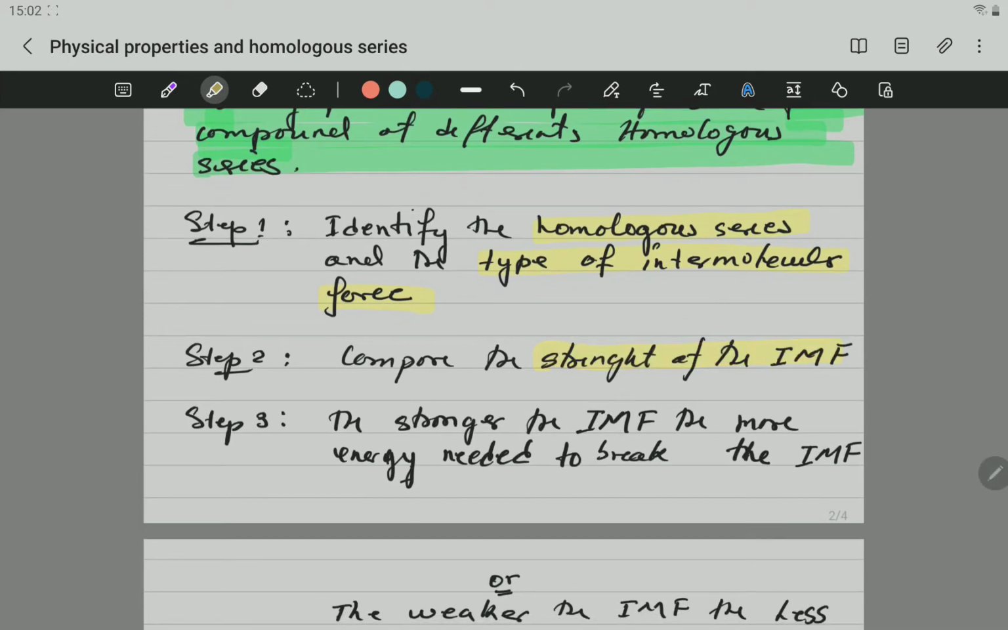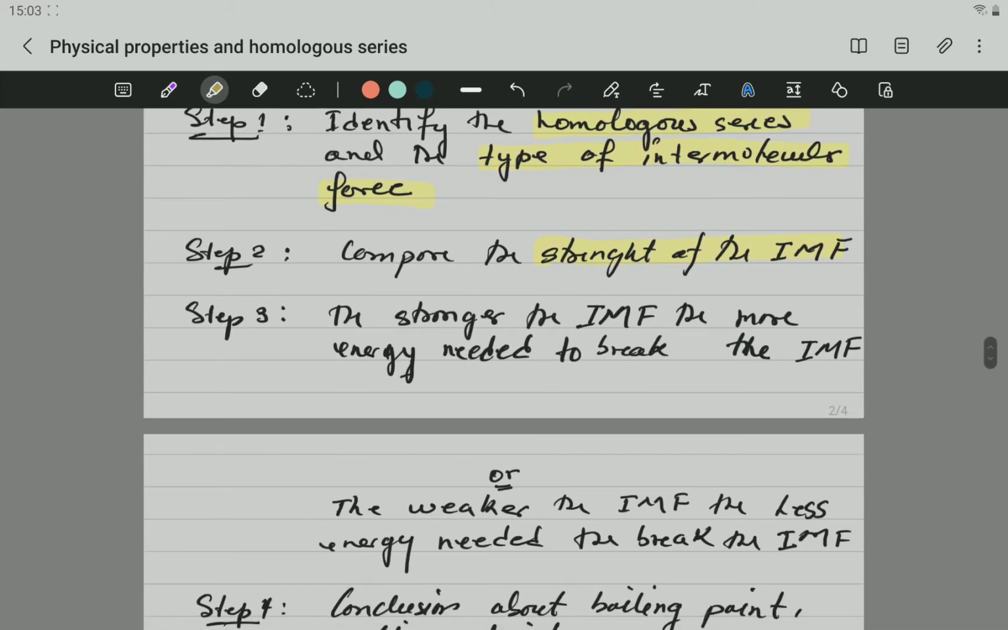So here you have to say hydrogen bond is stronger than dipole. Or if you already mentioned, you have to say the intermolecular force in compound A, for example, is stronger than the intermolecular forces in compound C, and so on. Step 3, you have to speak about the energy needed to break the intermolecular force. So the stronger the intermolecular force, the more energy needed to break the intermolecular force.